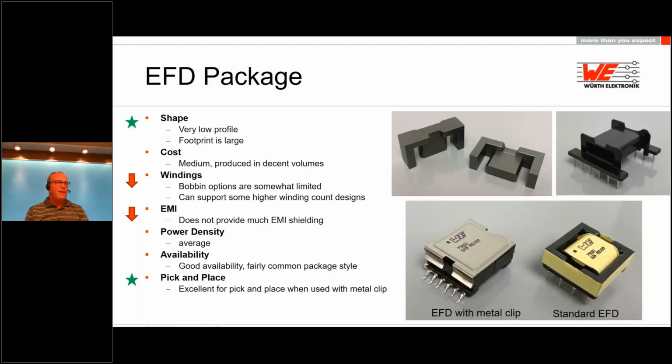All right, up next we have EFD. Now this one is, I'd say, the go-to for many applications that require low profile. The unusual shape can create some challenges during winding, but the EFD is still very common. Many EFD parts use a metal clip to retain the core halves, which doubles as an excellent flat, smooth surface for pick and place. Unlike the EE package, there aren't as many different bobbin styles available, and the EFD package is only available in the horizontal orientation.